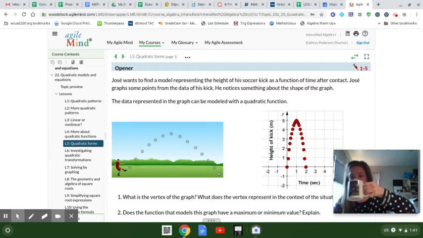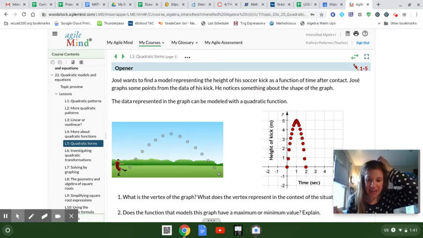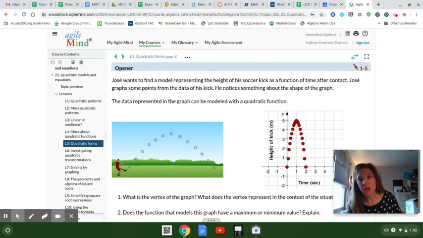We will be using both Agile Mind online as well as your workbook. In your workbook, we'll be starting on page 269. We are on lesson 5 in topic 22, page 269, and online.